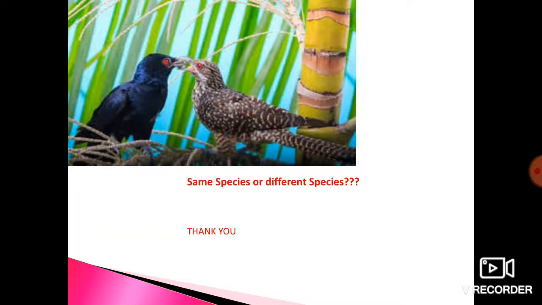Now, to end this, look at these 2 birds. The question remains, are they of the same species or are they different? This is the food for thought for you. Think and put in the feedback.